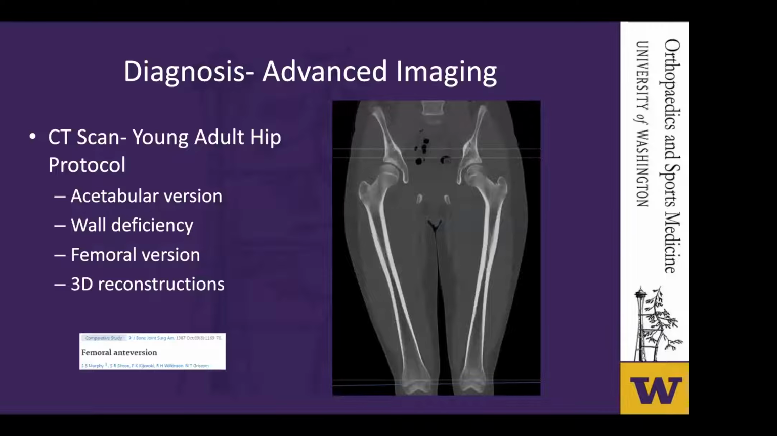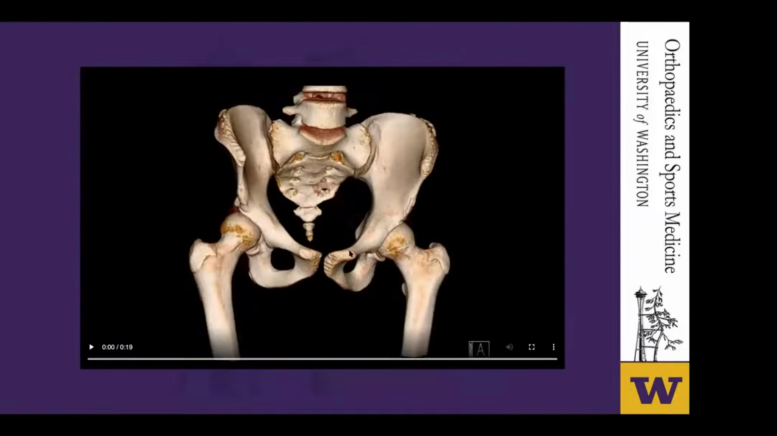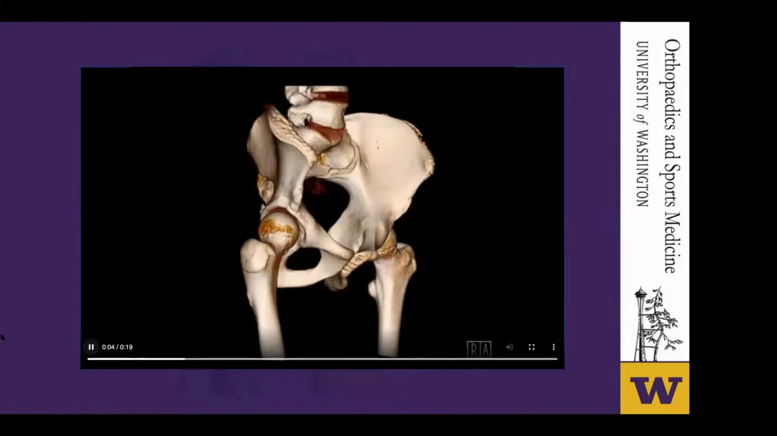CT scans using a young adult hip protocol are increasingly important to evaluate these patients to assess previously under-recognized acetabular and femoral deformity that can be causes of secondary impingement. Here we see in this patient, they actually have relative femoral retroversion on both sides. And our 3D imaging shows relative anterior and superolateral undercoverage of the acetabulum.